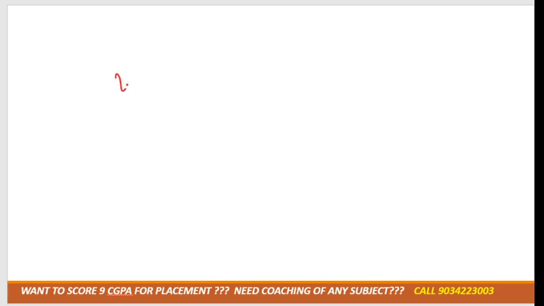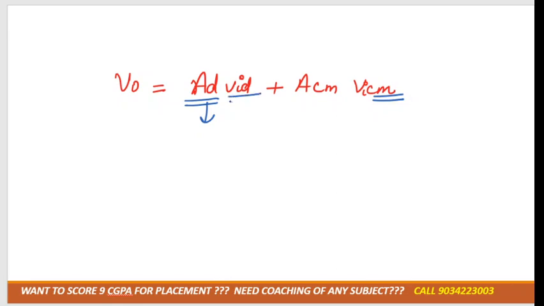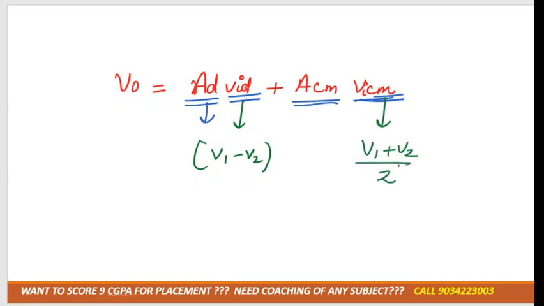Then we have done the formula also of output. V naught is equal to AD VID plus ACM VICM, where CM is the common mode and AD is the differential gain. VID is the difference in the input voltage. ACM is the common mode gain, and VICM is the input voltage for the common mode, right? So VID is the difference in the voltage, that is V1 minus V2, and VICM is the common mode input, that is (V1 plus V2) over 2, right?